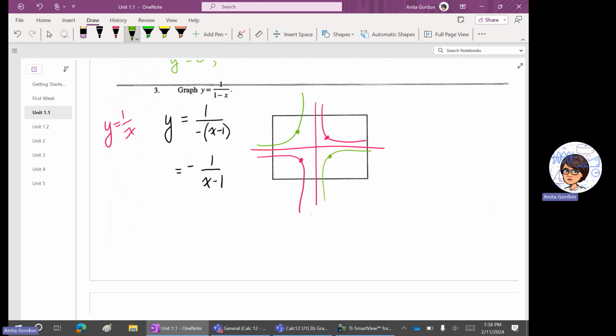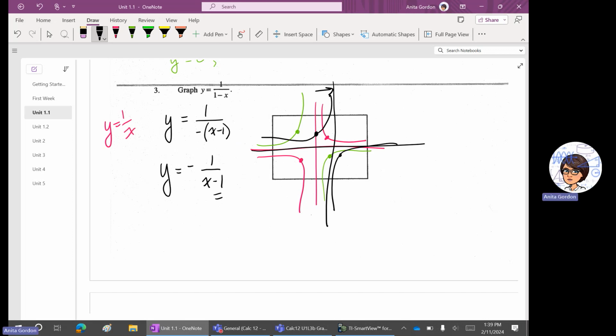So that would be my first transformation, and I have moved it 1 to the right. So instead of negative 1, positive 1, I'm now at 0, positive 1. So I've moved it over. Instead of 1, negative 1, I'm at 2, negative 1. So that means my horizontal asymptote hasn't changed. My vertical asymptote has shifted 1 to the right.